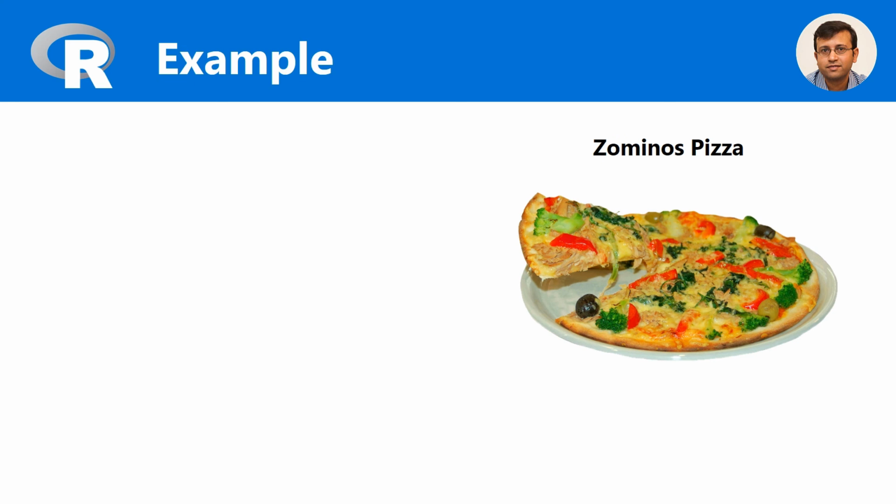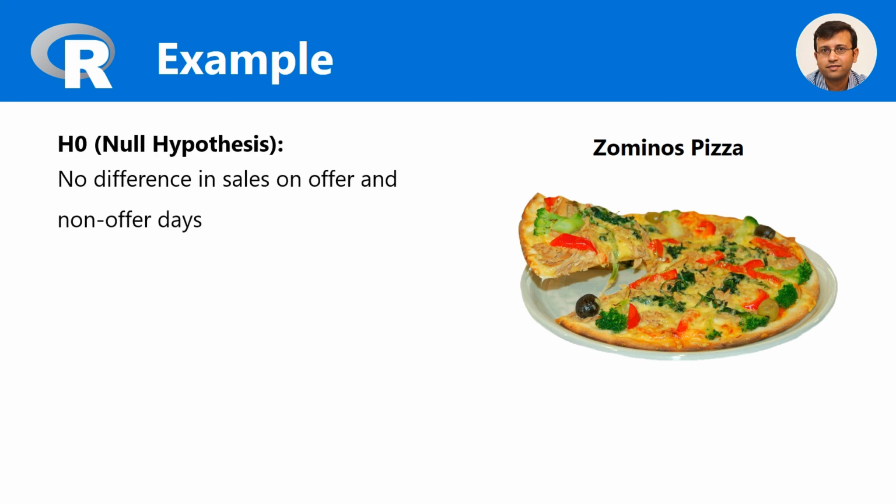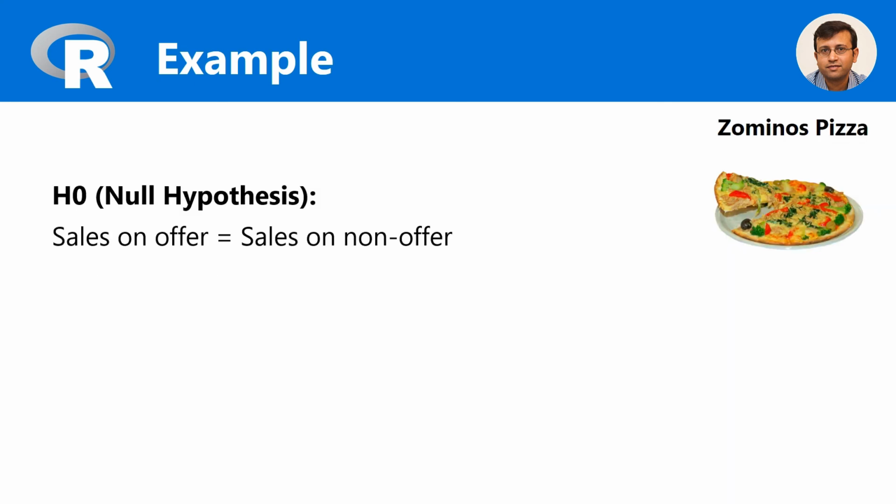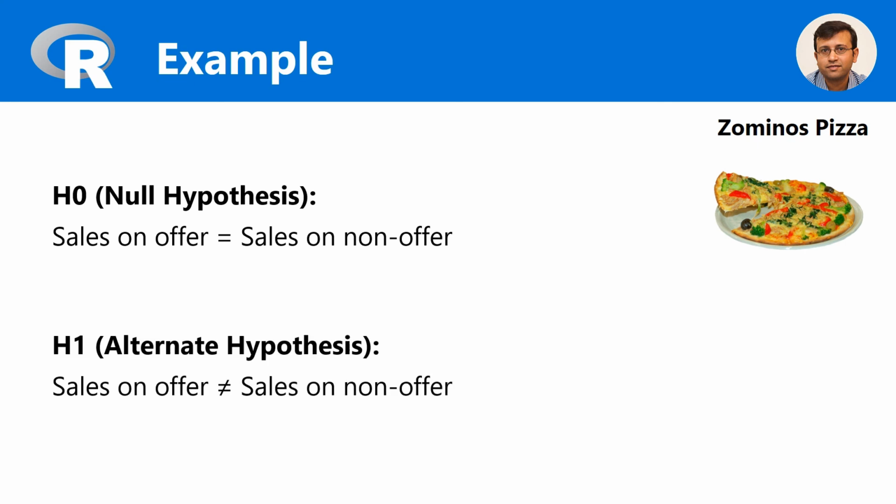To perform the analysis, the first step is to decide the hypothesis. The null hypothesis is that there is no difference between the sales on offer days and on non-offer days. And for the alternate hypothesis, there is a difference in sales for offer and non-offer days. The sales could go up or down as a result of an offer. So the null hypothesis will be sales on offer days is equal to sales on non-offer days. And the alternate hypothesis will be sales on offer days are not equal to sales on non-offer days. In the alternative hypothesis, we can have the difference as positive or negative. This is called a two-tailed test or exploratory hypothesis.